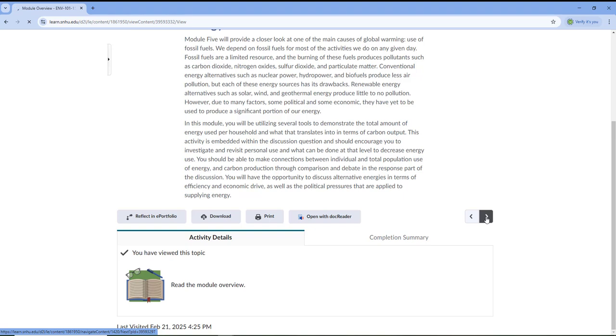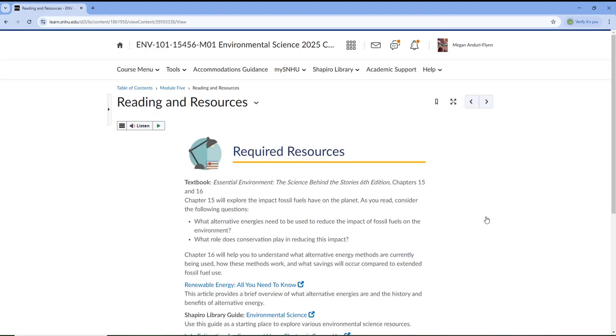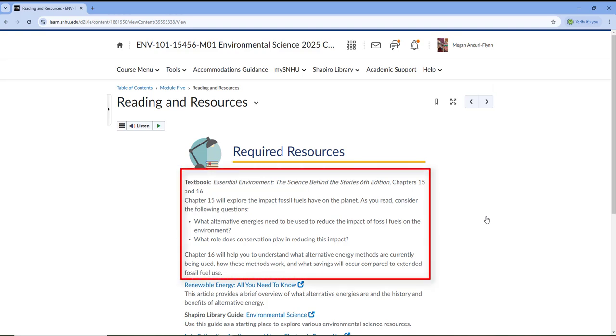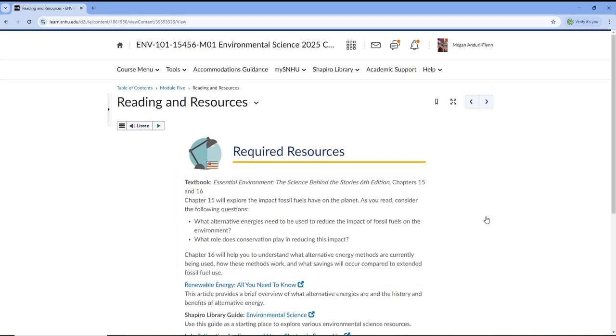Okay, so let's take a look at our reading. We have 2 chapters that we're covering this week, chapters 15 and 16. In chapter 15, we're going to be looking at fossil fuels, and in chapter 16, we're looking at alternative methods of energy. Okay, so when you read chapter 15, a couple of questions to have in the back of your mind: what alternative energies need to be used to reduce the impact of fossil fuels on the environment? And what role does conservation play in reducing this impact? Okay, so try to write those answers out while you're reading the textbook chapters.